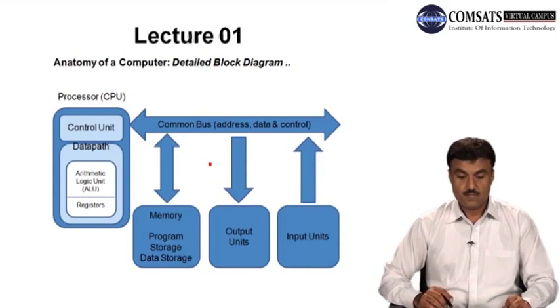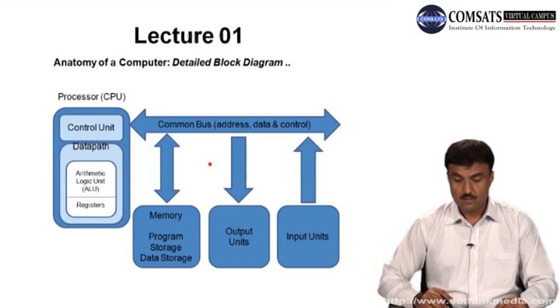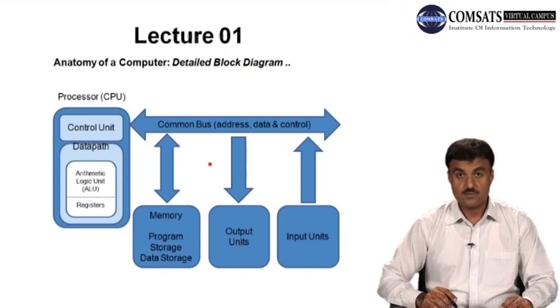This is the picture from the previous slides. Here you can see the detailed anatomy of a computer. There are different parts like the central processing unit. There are different sections inside the central processing unit, like the control unit, data path, arithmetic and logic unit, and registers. And there are buses, different buses like control, data, and address buses.